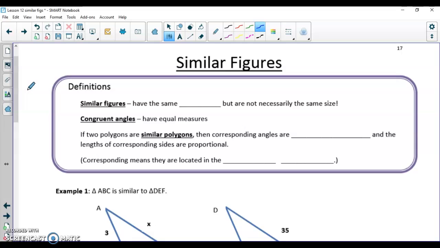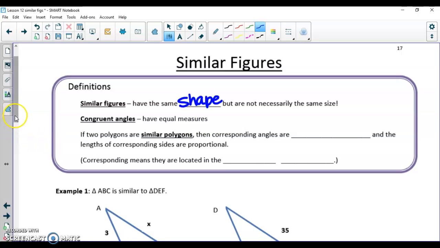All right, for today, similar figures. Similar figures are going to have the same shape, but they are not necessarily the same size. So think about the picture of the different trains that we saw as our warm-up question for today. They're similar, they're the same shape, but they're different sizes.